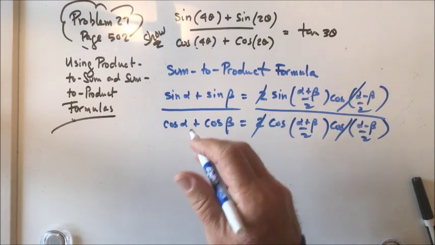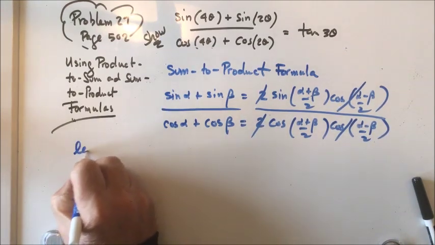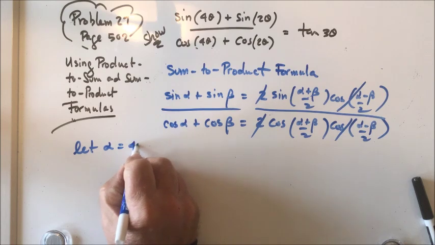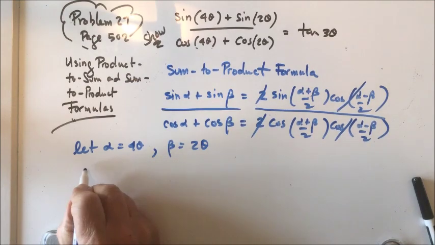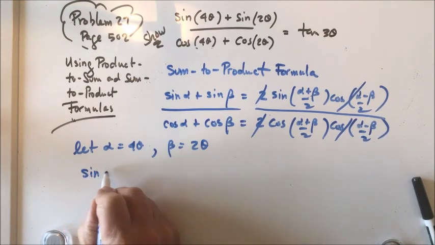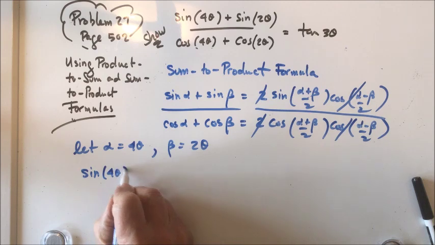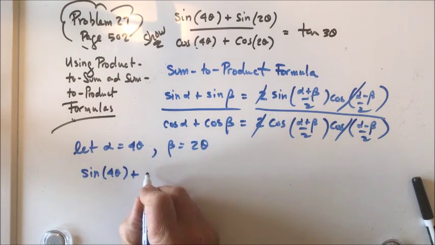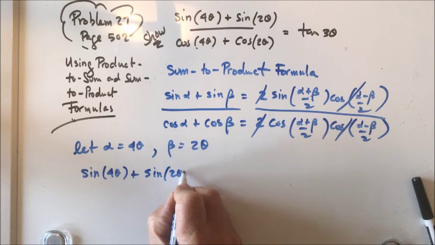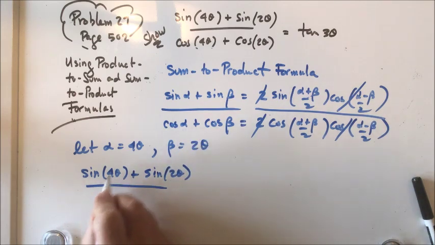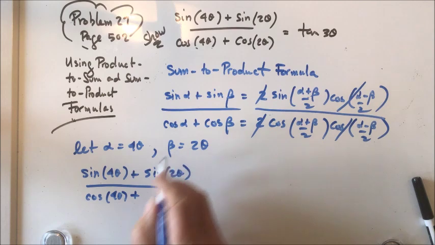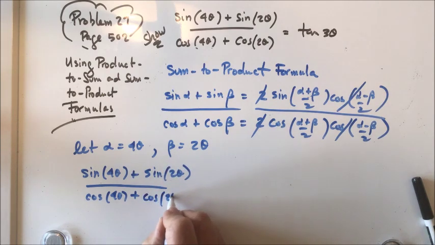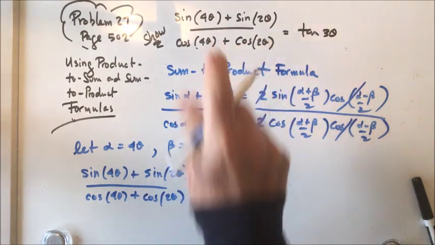So let me just stop talking and do it here. I'm going to let alpha be equal to 4 theta, beta be equal to 2 theta, and insert that here. Sine of alpha is then sine of 4 theta, plus the sine of beta, which is the sine of 2 theta, all over the cosine of alpha, which is the cosine of 4 theta, plus the cosine of beta, which is the cosine of 2 theta. Oh, by the way, that's the left-hand side up here.